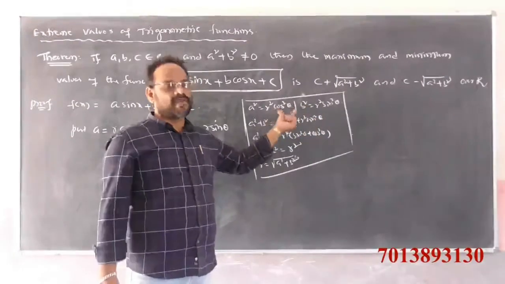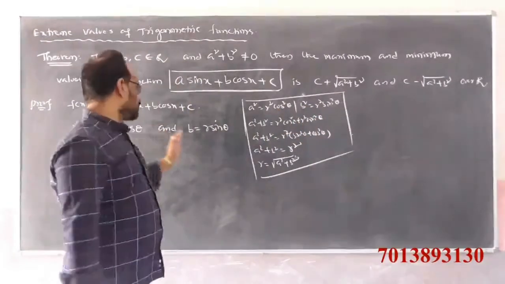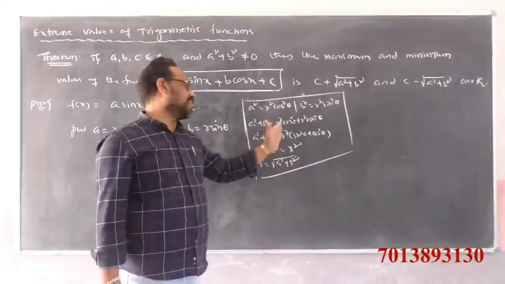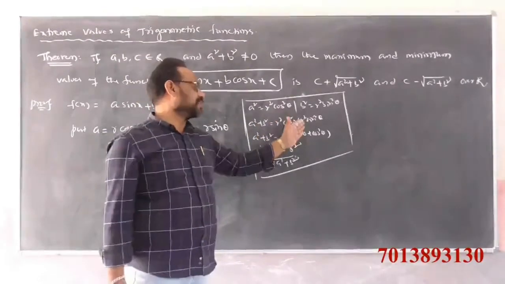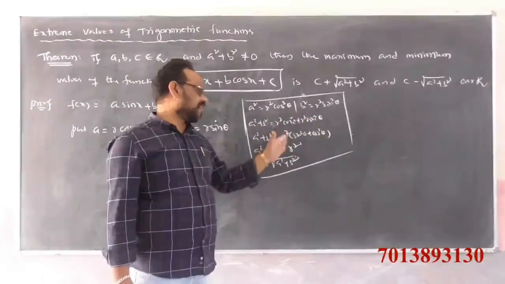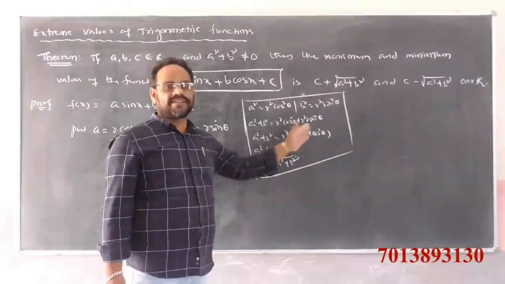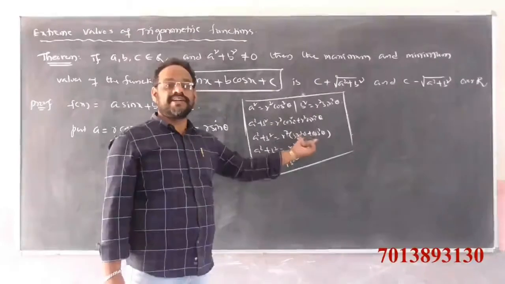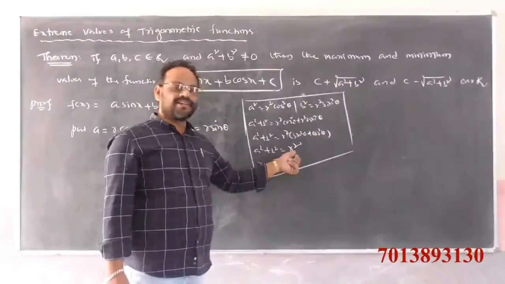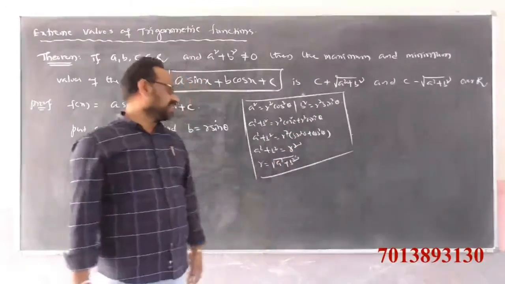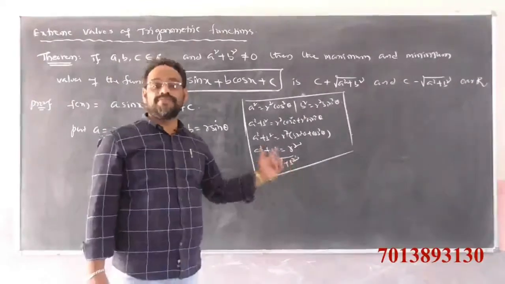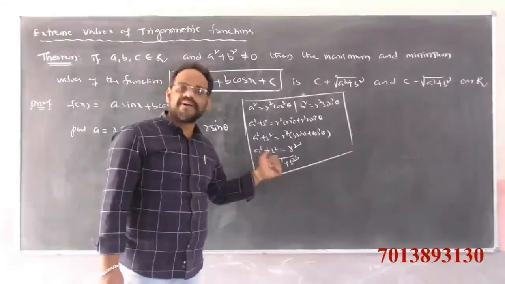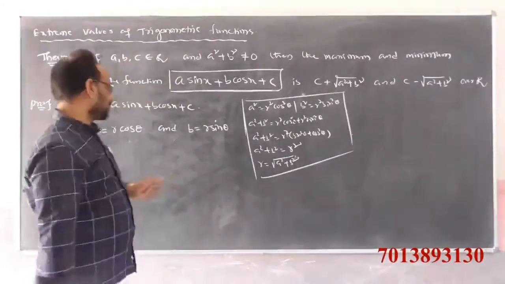If you add equations 1 and 2, that is a square plus b square, it is clearly R square into cos square theta plus R square into sin square theta. If you take R square as common, we get sin square theta plus cos square theta. Already we know that sin square theta plus cos square theta is the identity and its value is 1. So we get R square. R is equal to the square root of a square plus b square.